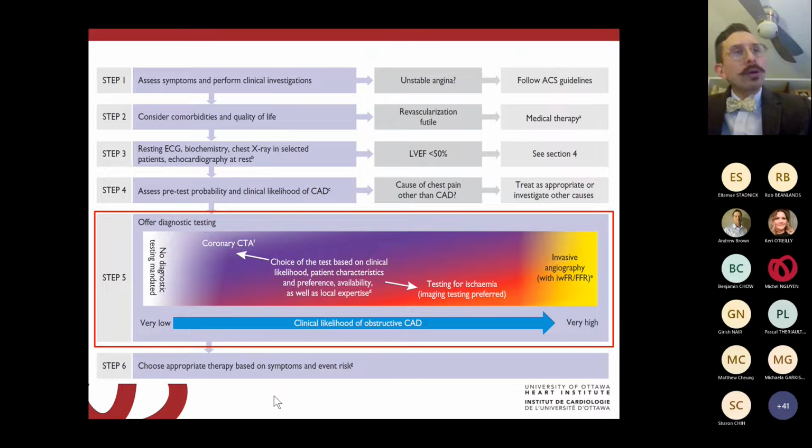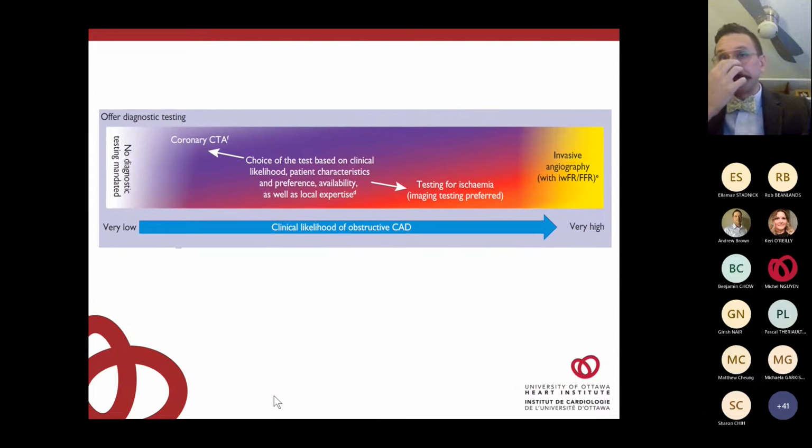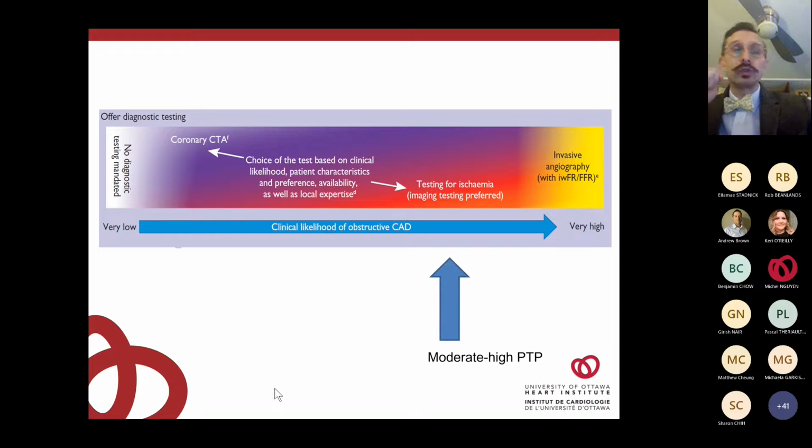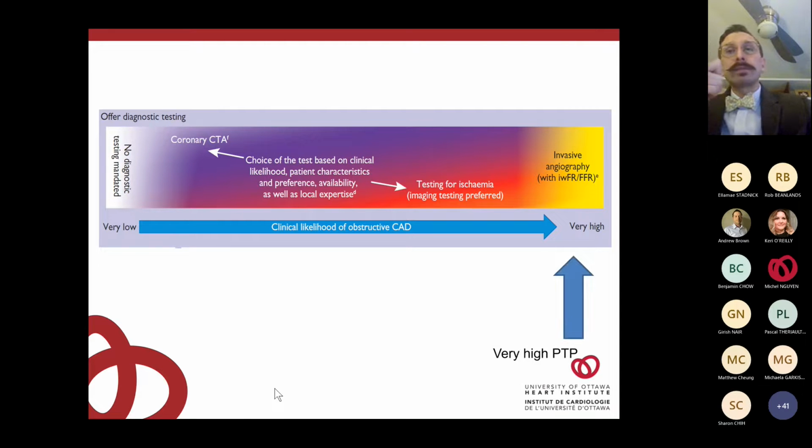All right, so we now come to the meat of the matter, ordering diagnostic testing. The ESC guidelines state that for patients at the extreme ends of the probability range, it's reasonable to refrain from diagnostic testing and assume that the patient does or does not have obstructive CAD based on clinical evaluation alone. In addition, factors such as preference, availability, and local expertise should be weighed in the decision. At low intermediate pretest probabilities, the ESC recommends coronary CT angiography as the test of choice. For moderate to high pretest probabilities, they recommend ischemia testing. And for very high pretest probability, invasive angiography is recommended.